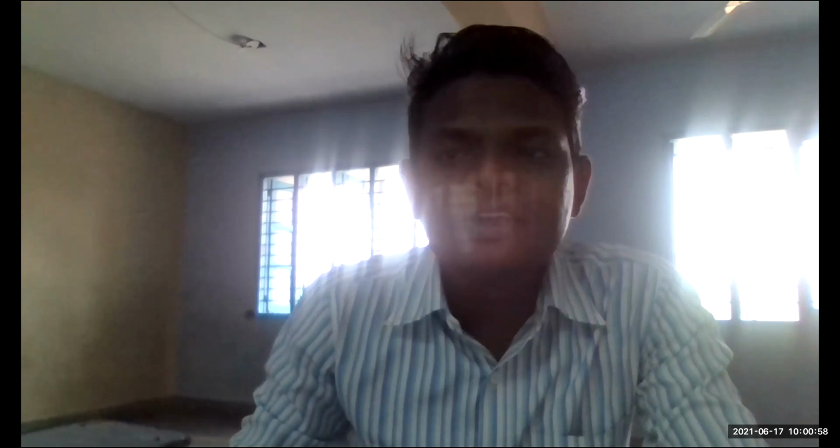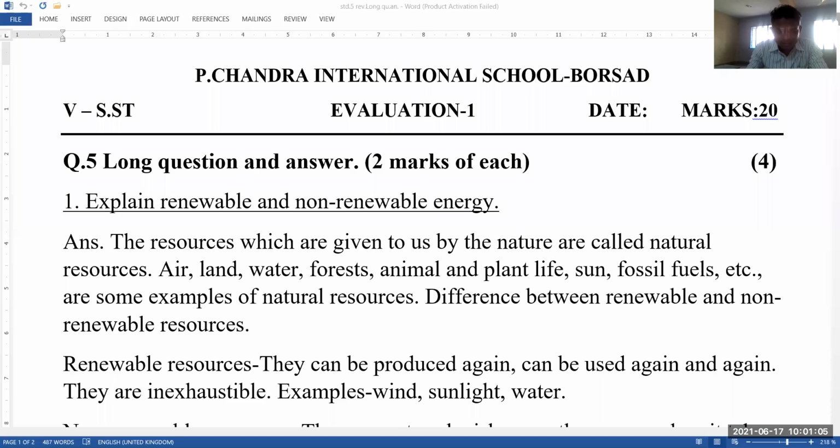Here, P. Chandra International School, Board Search First Evaluation. So this is the long question and answer, and I am going to annotate it. So you will get a better understanding of all these questions and answers. Okay. Here, I am going to use this pen. I am using this color, red color.